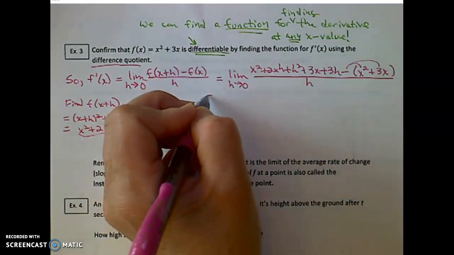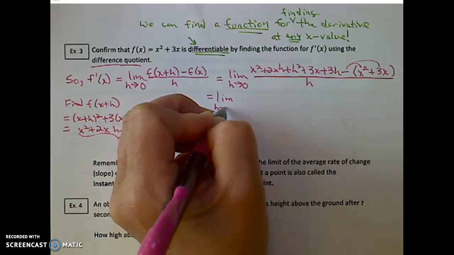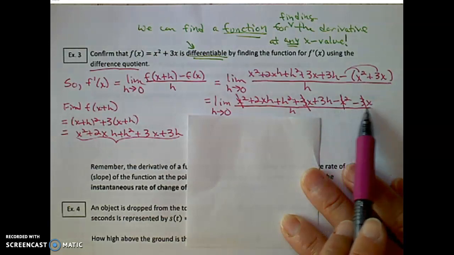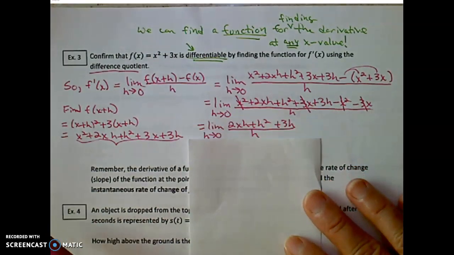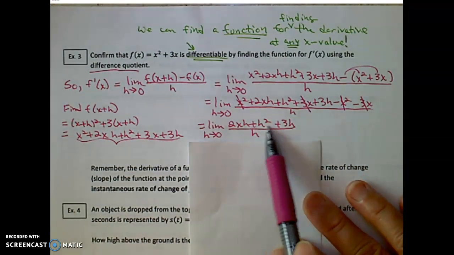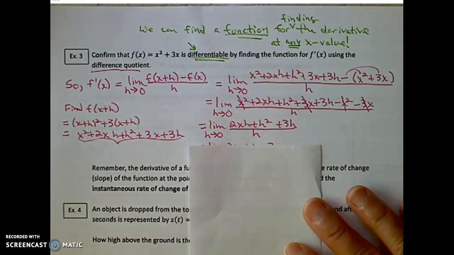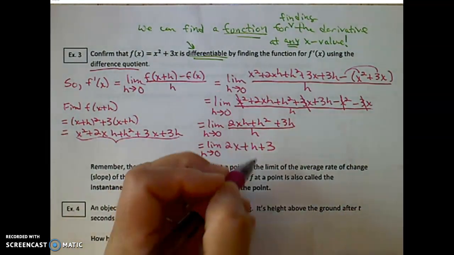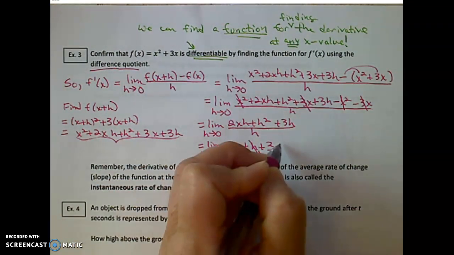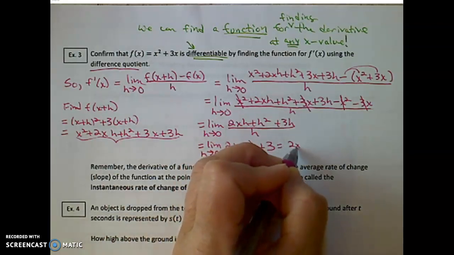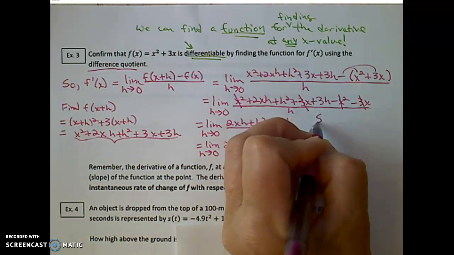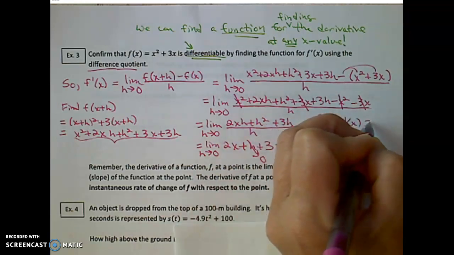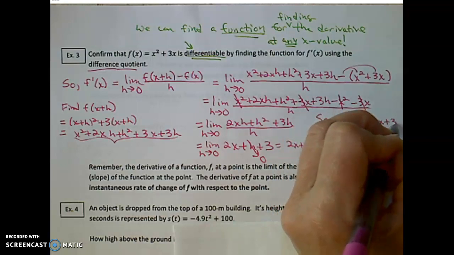Please distribute and combine like terms. Limit as h approaches 0, combine in the numerator. Distribute, eliminate what you can, becomes this. Divide an h out of all those terms, becomes this. Notice though, as h approaches 0, this term disappears, becomes 0, and I am left with 2x plus 3. So, a formula for my derivative, f prime of x, will equal 2x plus 3.